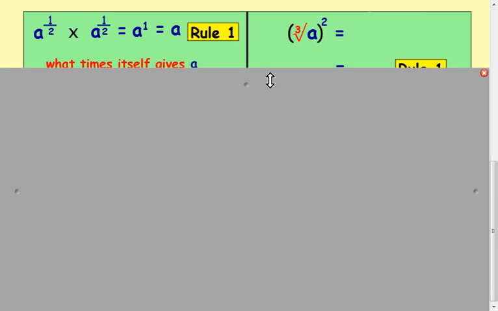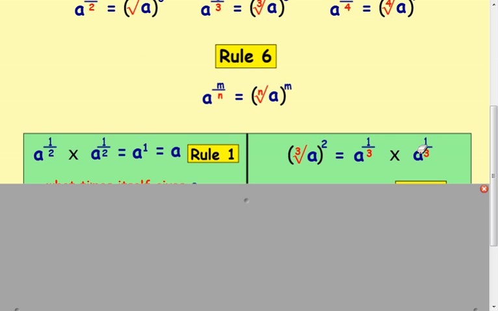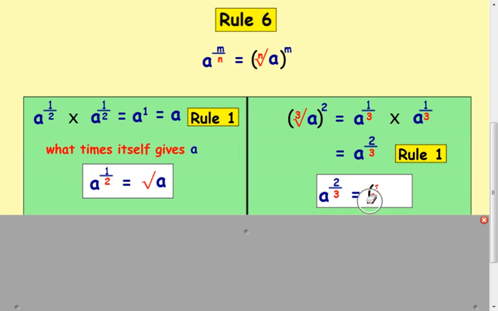Okay, now let's look at what happens with this idea here, the cube root of a squared. So we know from that last wee section that the cube root of a is a to the power of a third. Now if you square a to the power of a third, you have that. What do you do with powers when you times them? You add them together. So what's a third plus a third? It's 2/3. So these things are exactly the same. The top number is the power, the bottom number is the root. So we can say that a to the power of 2/3 is the cube root of a squared.